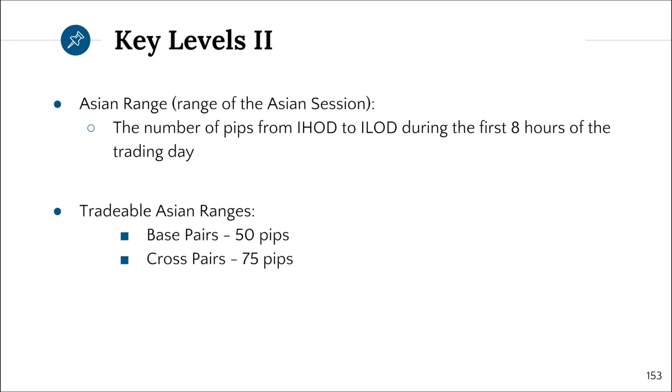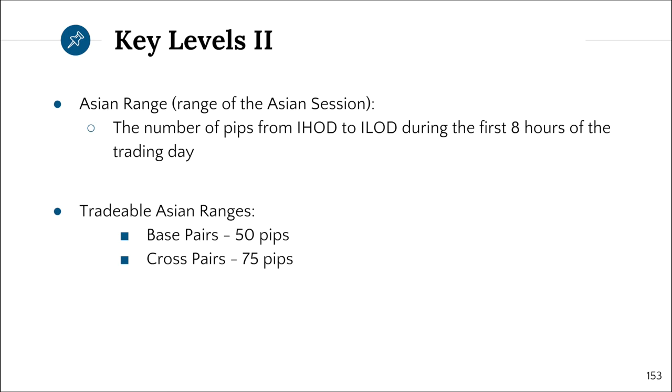One of the first things on the trader checklist is going to be, is the Asian range tradable? If you reference back to the earlier chapters when we talked about base pairs versus cross pairs, we're going to tie that together now. With base pairs, you never want to trade if they have an Asian range value greater than 50. For any cross pairs, you don't want to trade them if their Asian range value is greater than 75.